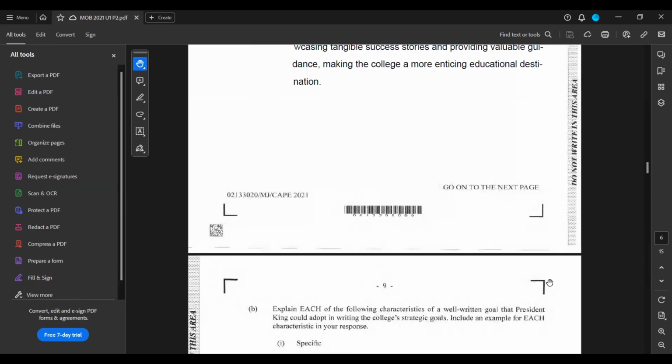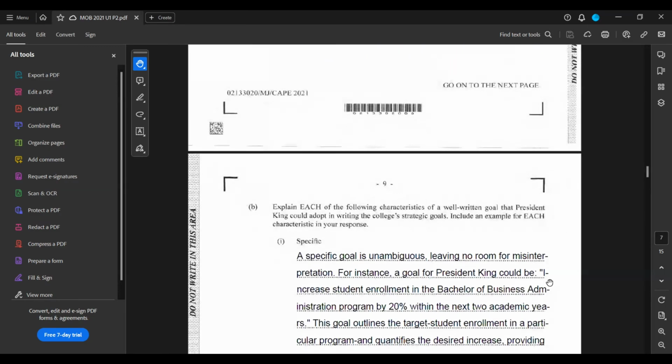Part B. Explain each of the following characteristics of a well-written goal that President King could adopt in writing the college's strategic goals. Include an example for each of the following characteristics in your response.